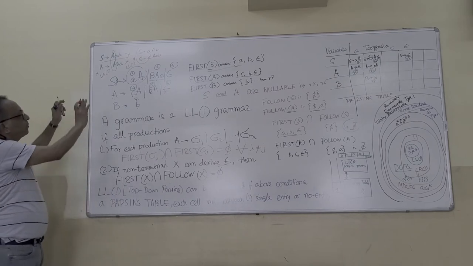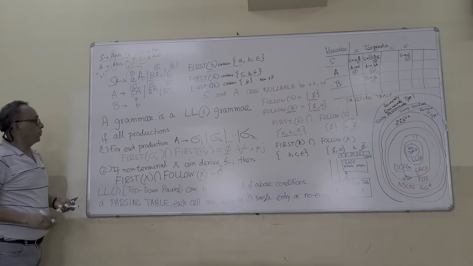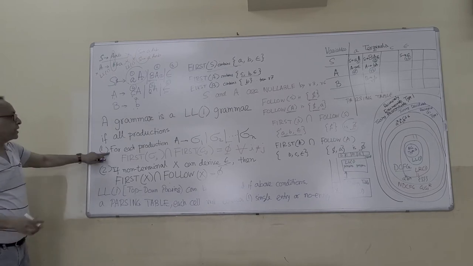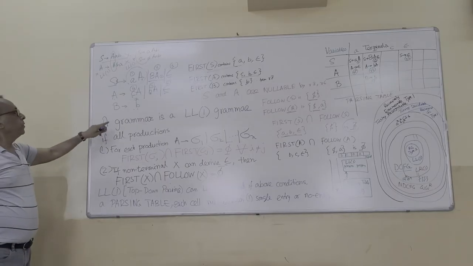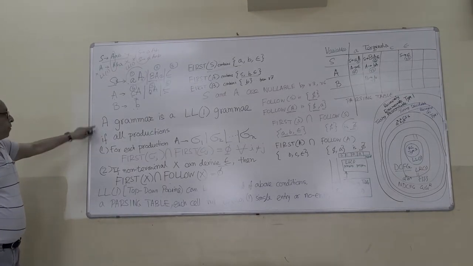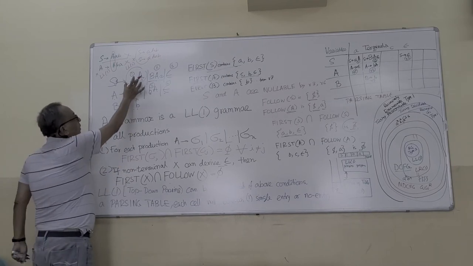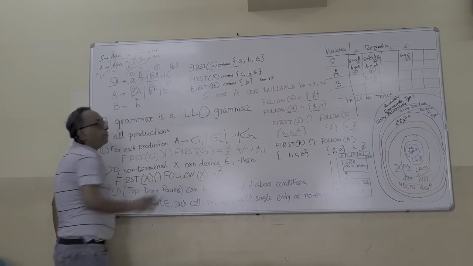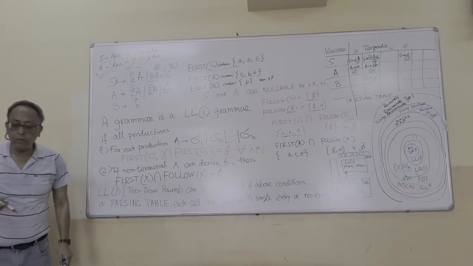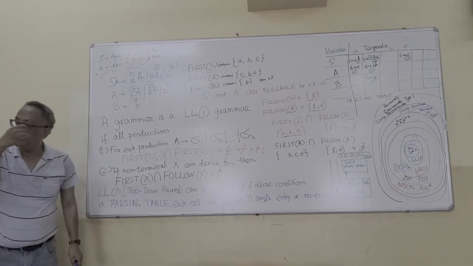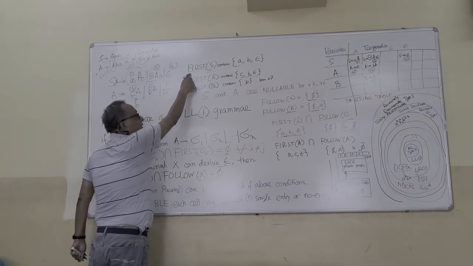First of all, we have to check whether it is an LL1 grammar or not. So we have to take each production, sigma 1, sigma 2, sigma n. For each production, you have to compute first and follow. First is the first terminal, and follow is the terminal that comes after that variable. First and follow are always terminals only.